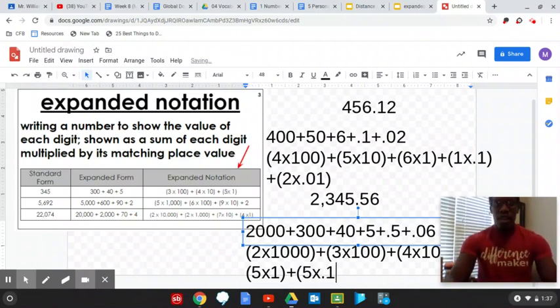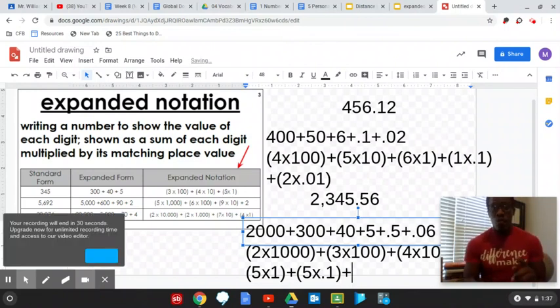And then the 6 is in the hundredths place, so you're going to take that 6 and you're going to multiply by 1/100. 6 times 1/100. And there you have it.